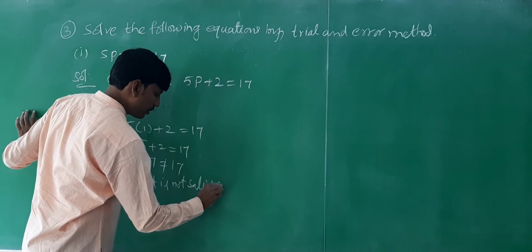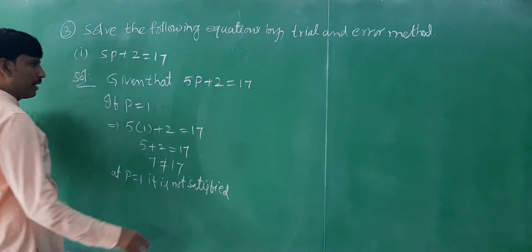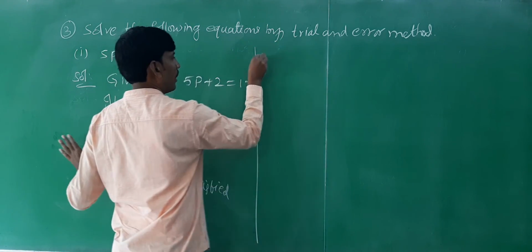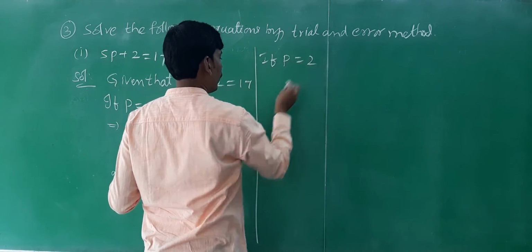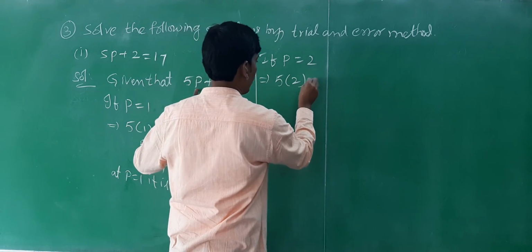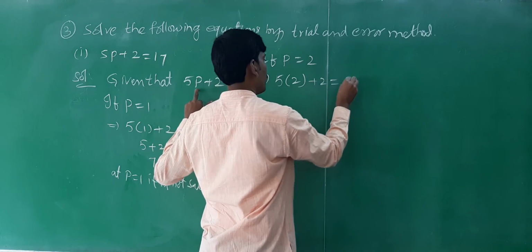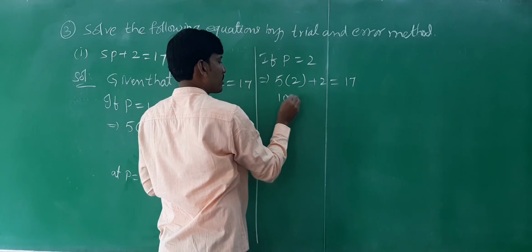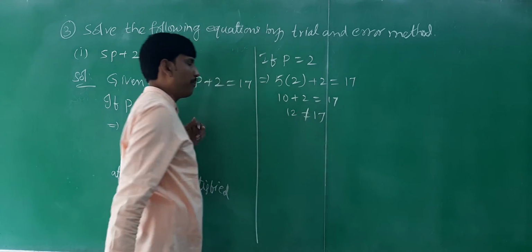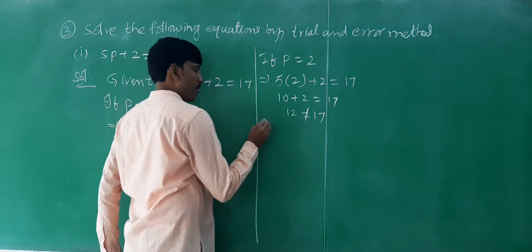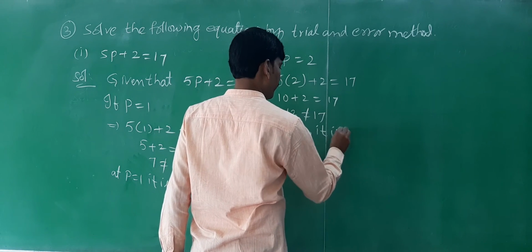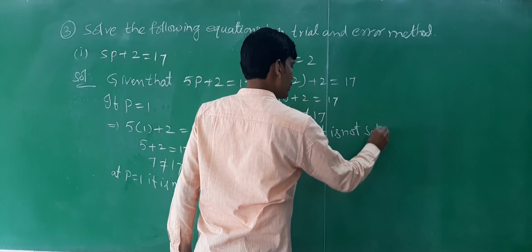Next, we need to substitute p equal to 2. If p is equal to 2, then in the given equation, 5 into 2, in the place of p substitute 2, plus 2 is equal to 17. 5 2s are 10, plus 2 is 12. So 12 is not equal to 17. Even at p equal to 2 it is not satisfied.